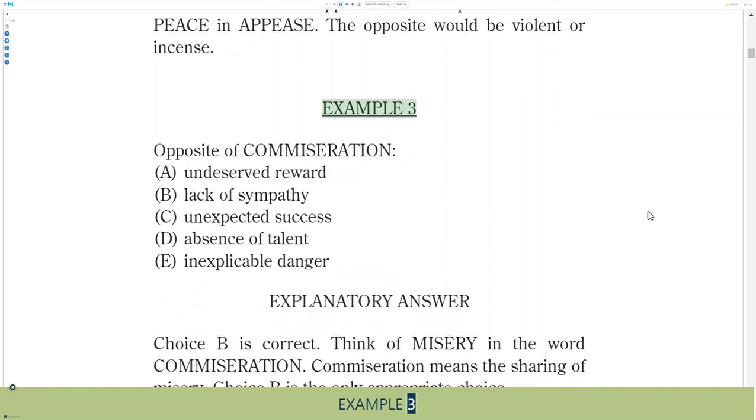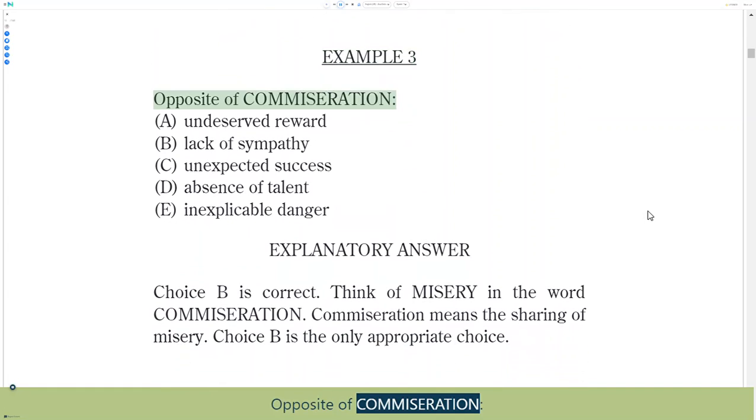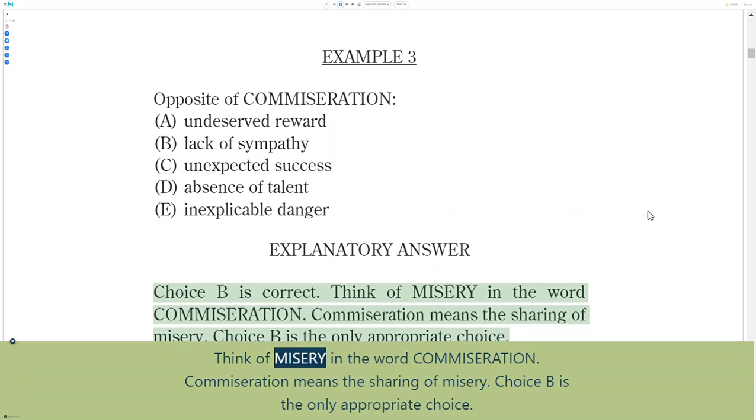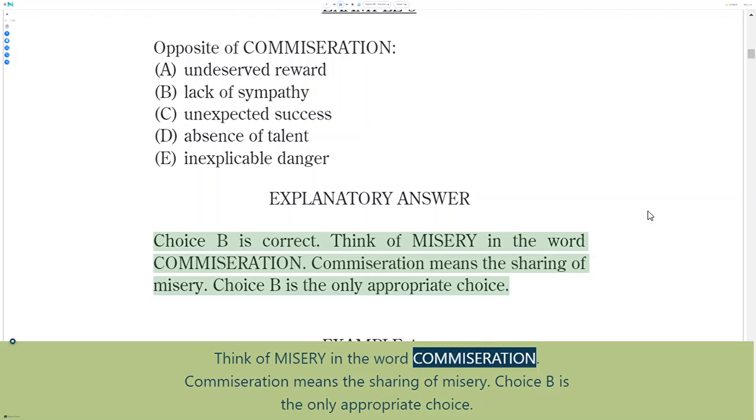Example 3. Opposite of commiseration. A. Undeserved reward. B. Lack of sympathy. C. Unexpected success. D. Absence of talent. E. Inexplicable danger. Explanatory answer. Choice B is correct. Think of misery in the word commiseration. Commiseration means the sharing of misery. Choice B is the only appropriate choice.